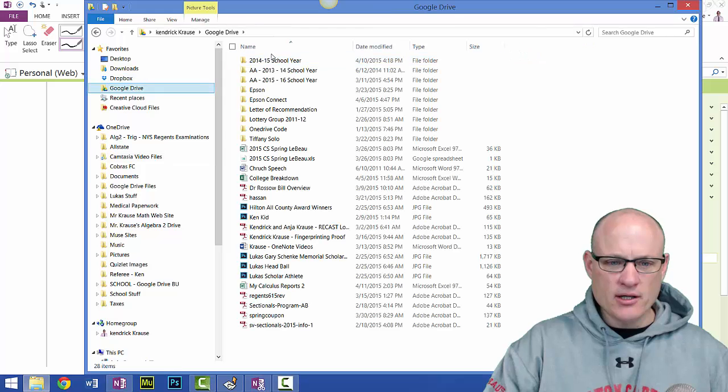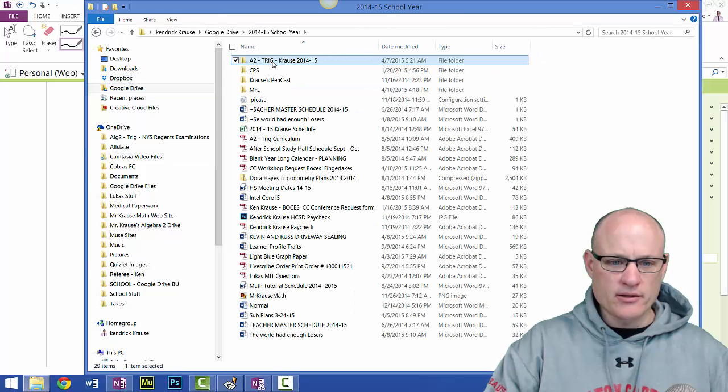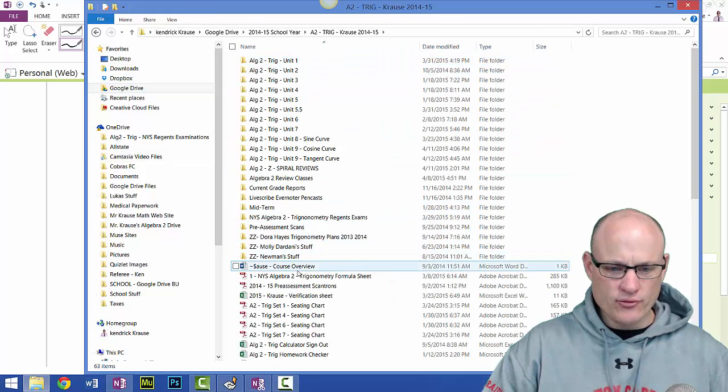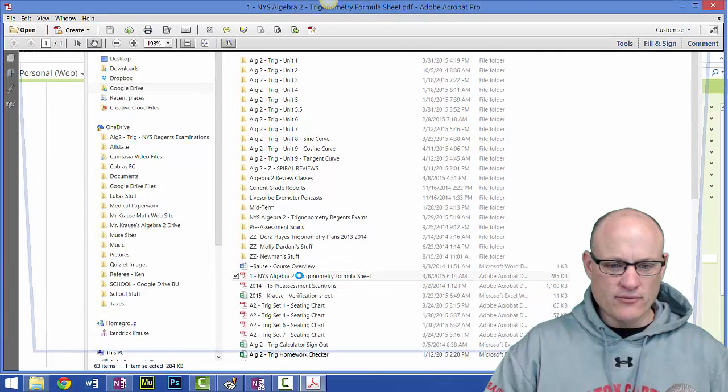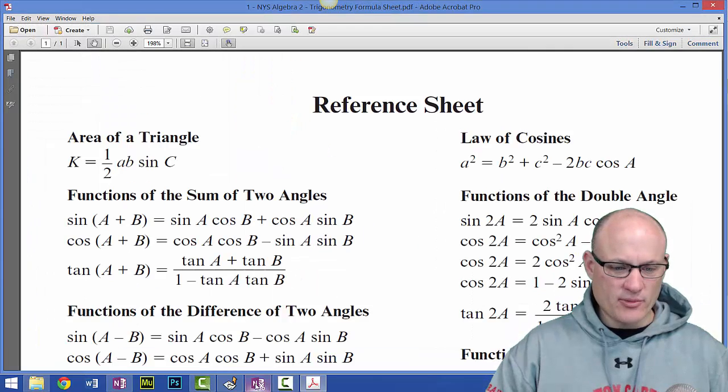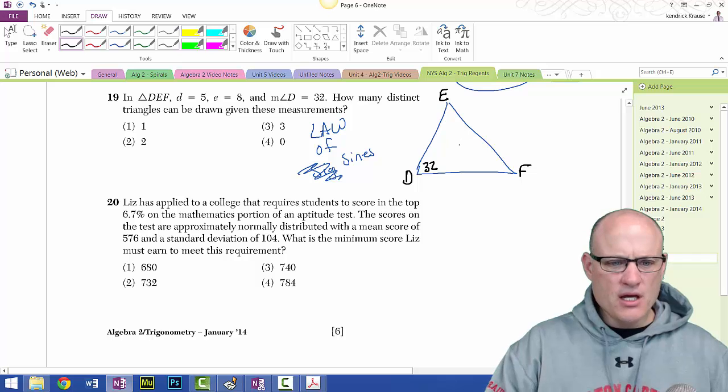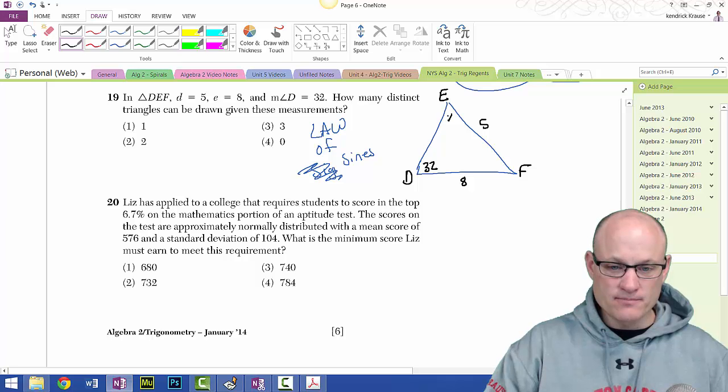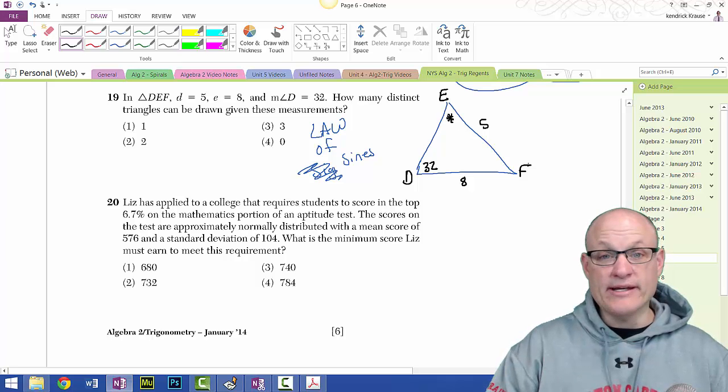Google Drive. I had to get the formula sheet up because I wanted to remind you about it. All right. Little d is 5. Little d, remember, is opposite big D. Little e is opposite here. So that goes here. So here's what we're going to be looking for: the measure of angle E.